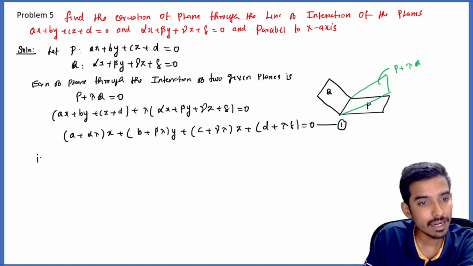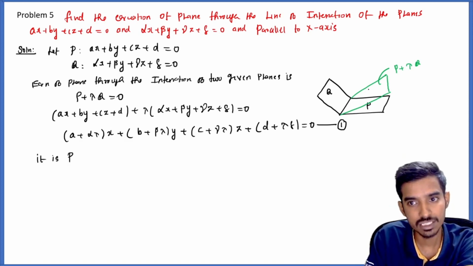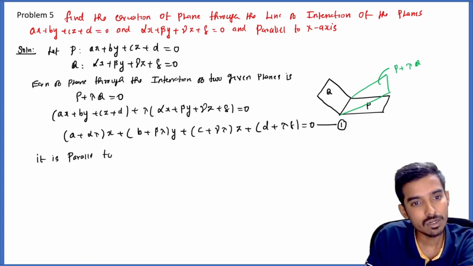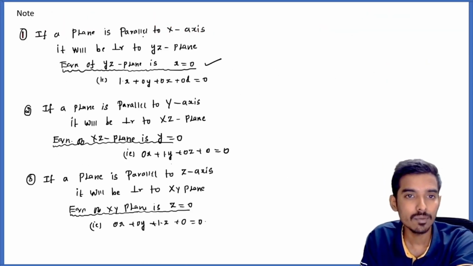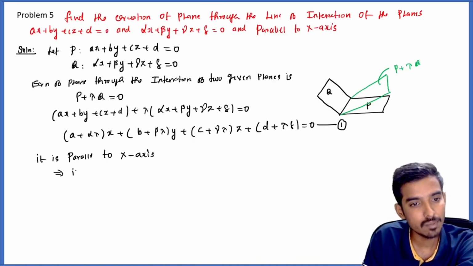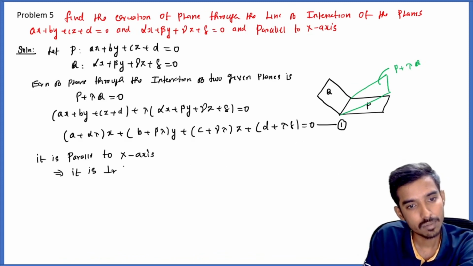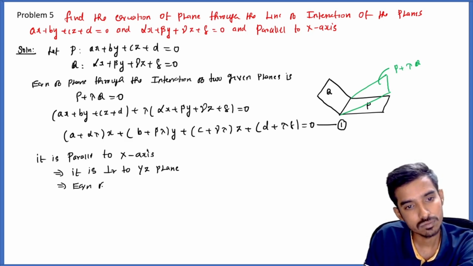Now it is parallel, right? That is one. One is the required equation. This P plus lambda Q is parallel to the x-axis, right? So we know if a plane is parallel to the x-axis, it will be perpendicular to the yz plane, right? It is perpendicular to the yz plane. And what is the equation of the yz plane?